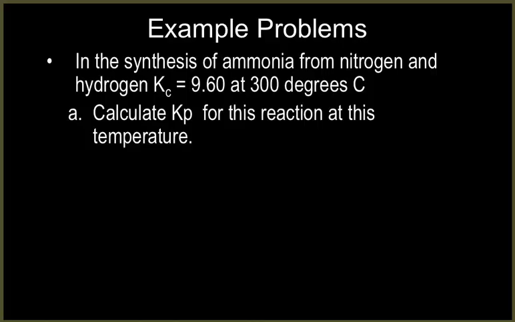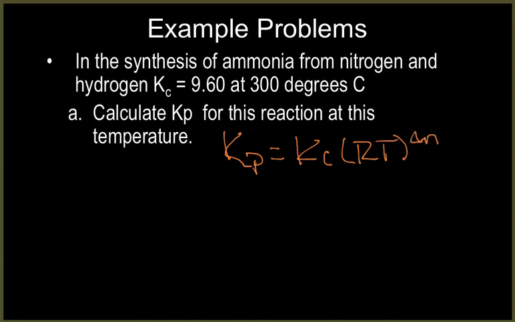This one is going to look at the relationship between Kp and Kc. Okay, so like we said, Kp equals Kc RT delta N. So we are given Kc. So we know Kc equals 9.60. The other thing I didn't mention before is that big K does not have units. Because it's a ratio, those units are going to cancel out. So there are no units for K.